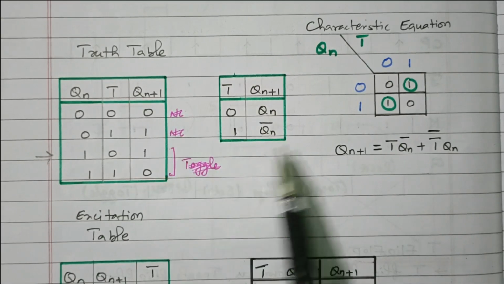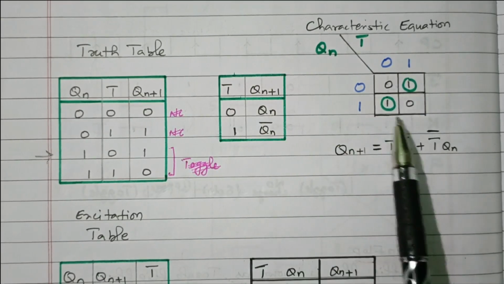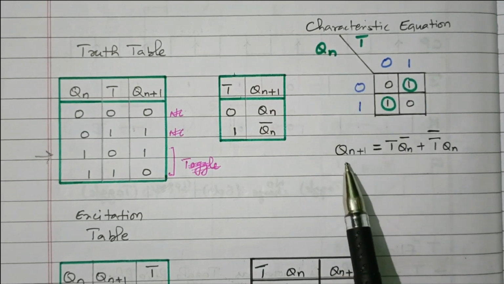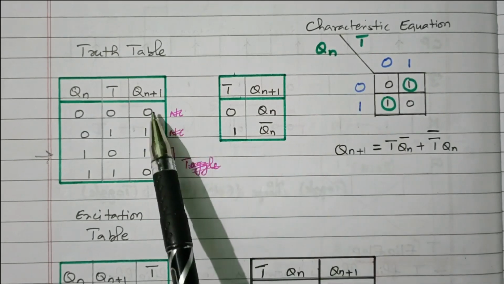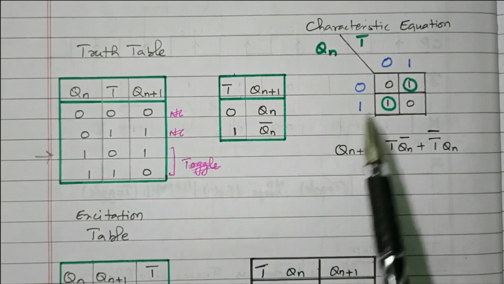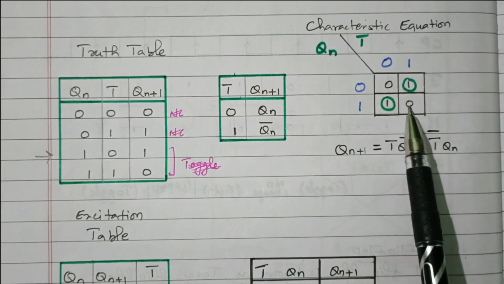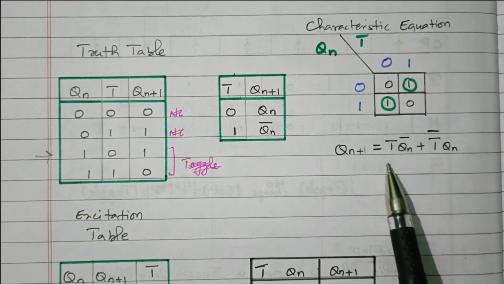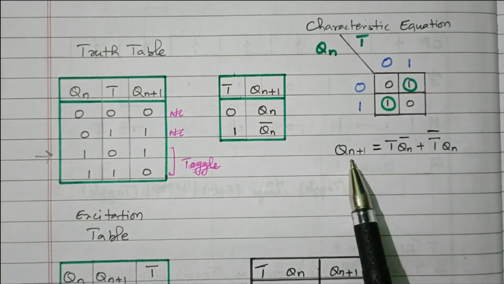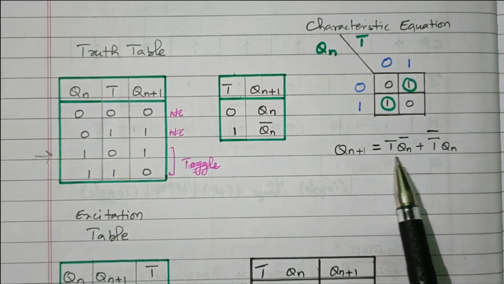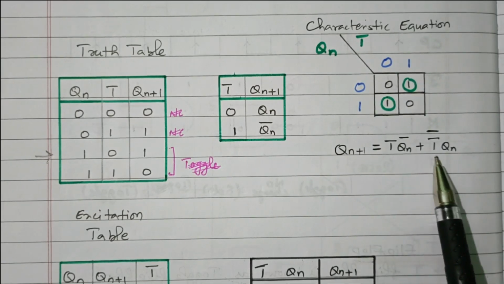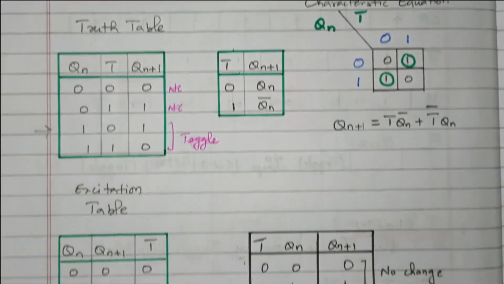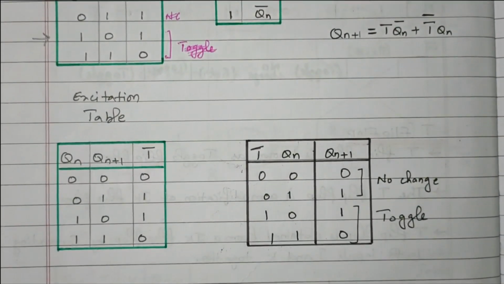Now from this we can go for a K-map. Qn is one input, T is the other input. From that we can find Qn plus 1. Here 0, 1, 1, 0 is there. So it is 0, 1, 1, 0, not possible to combine. Both are available individually. So the characteristic equation is Qn plus 1 equals T Qn bar plus T bar Qn. Now we'll see the excitation table.